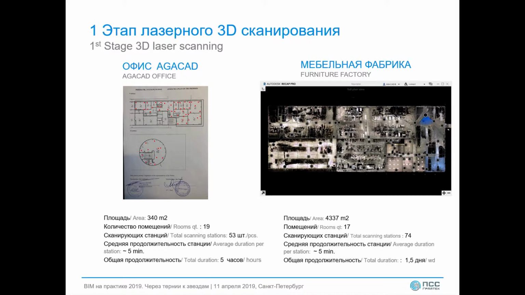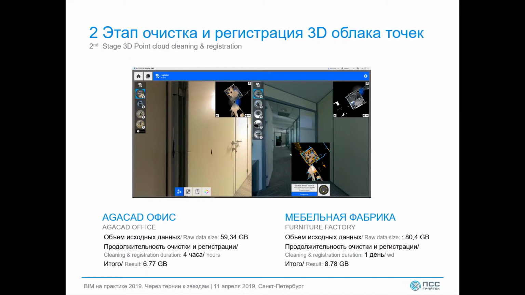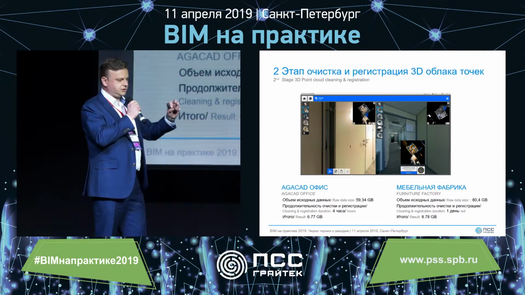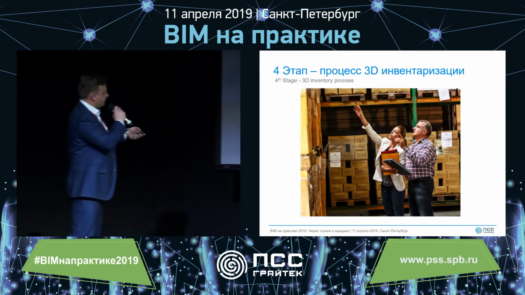Why do I compare the area and the number of stations? Because the rooms are small in the office, so it's important to move from room to room to make sure that data from one station correspond to the data from another station. Duration: 5 hours for office, 1.5 days for the factory. Then we had to clean the data and do the data registration. It was very interesting to see how AI is doing this, how they are comparing different points and combine everything into one cloud, point cloud.